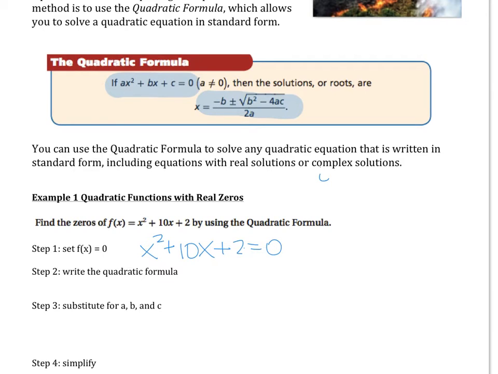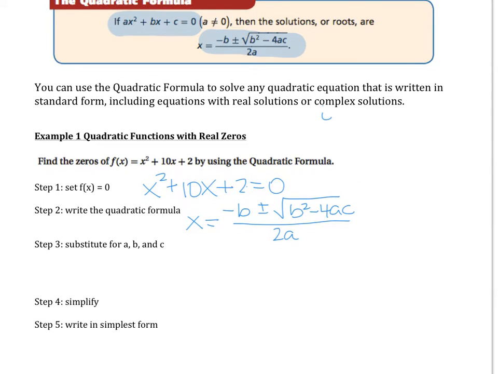Okay, so the first thing we do is set the function equal to 0. Then use your quadratic formula, which is our roots x equals the opposite of b plus or minus the square root of b squared minus 4ac all over 2a. The next step is to substitute in our a, b, and c's. So first thing you need to do is find what a is. A is the coefficient of x squared, which is 1. B, coefficient of x. And c, the constant.